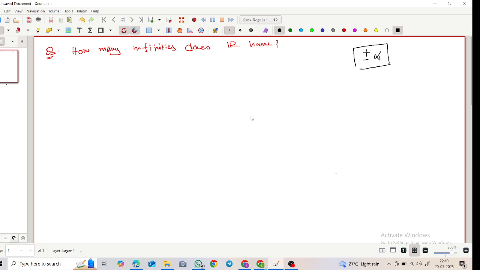Okay. So see, the thing is, it is not true. Okay, R only has one infinity. Okay, let me tell you why. So R is, from R you can give a bijection.